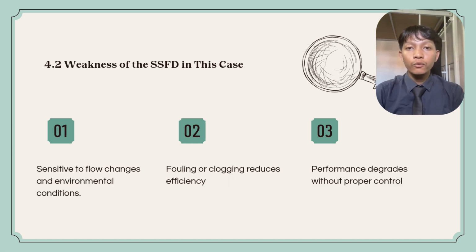However, there are a few weaknesses. The system is sensitive to changes in flow rate and environmental conditions like outdoor air temperature. Over time, issues like falling leaves or clogging inside the heat exchanger can reduce efficiency. And if the flow or heat load is not well controlled, the performance drops significantly.